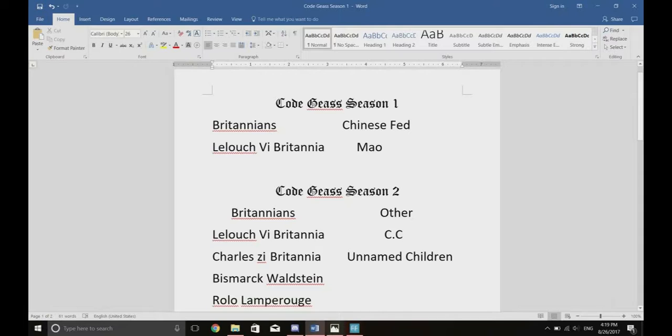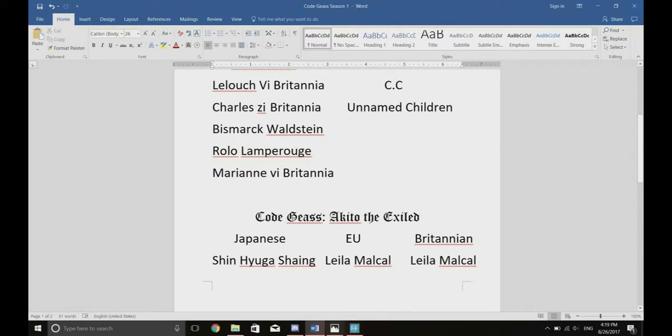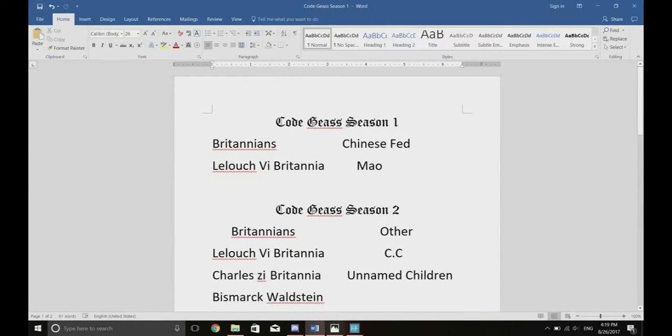So as you can see, the majority of them are Britannians. So what this means, with genetics in mind, is that the ability to use Geass was primarily a Britannian trait. But at some point, the EU got the ability to use it, the Japanese got the ability to use it, and the Chinese Federation got the ability to use Geass. So what I think this means is that the original Geass user was probably a Britannian.